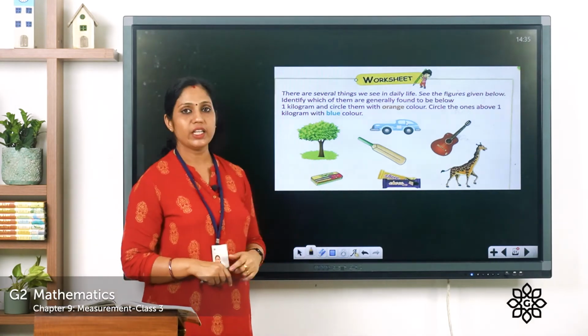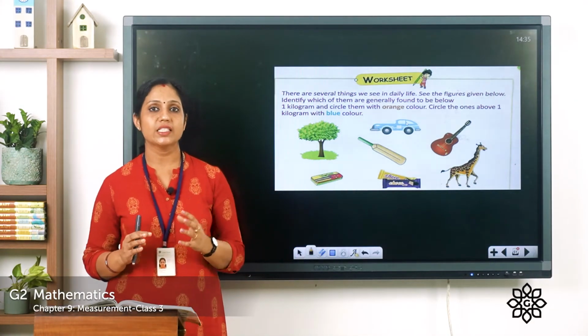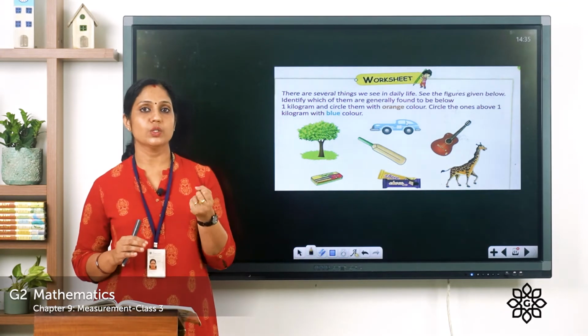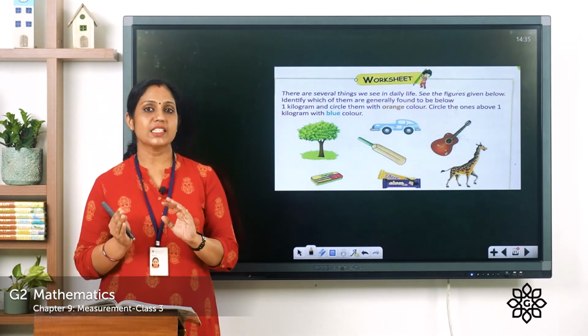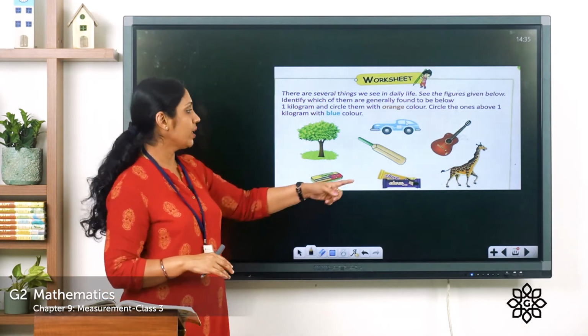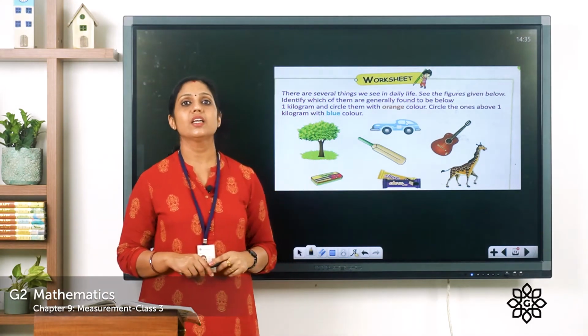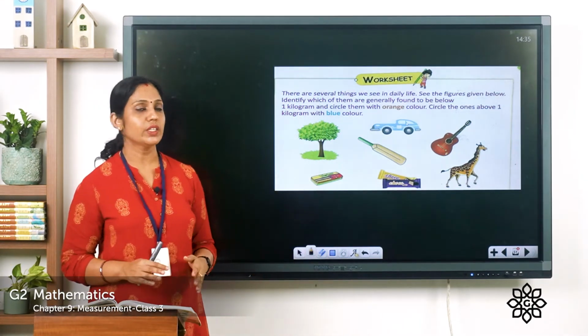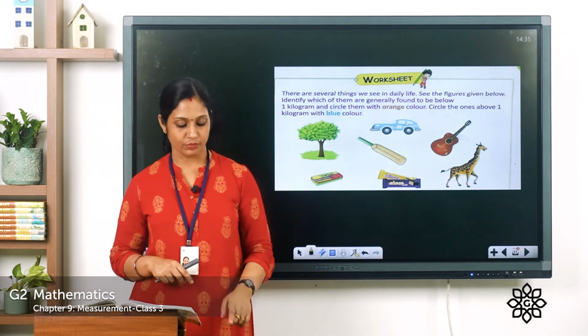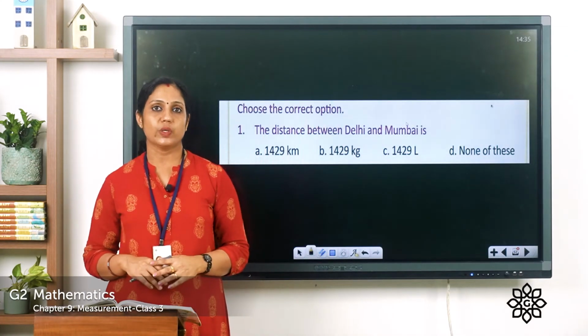Now look at the chocolate. A chocolate has lesser weight. So we can say that it is less than 1 kilogram, right? So we can color the chocolate in orange color. So likewise, you can complete this exercise. Let's move on to our next question.